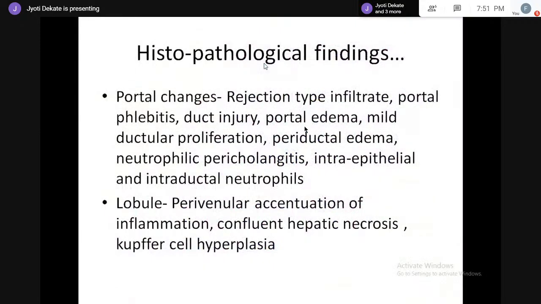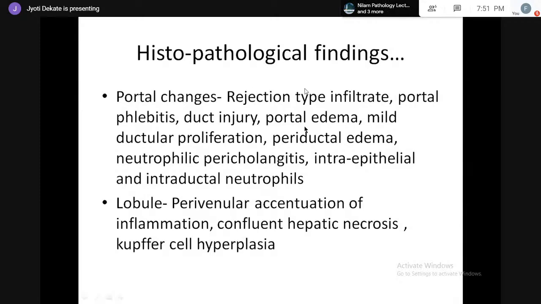So summarizing the findings in this case, in the portal areas we have varied morphological findings. We have this typical rejection type of infiltrate with evidence of portal venulitis and bile duct injury in some of the portal areas, while in other portal areas, apart from these changes, we do see portal edema, periductal edema. There is presence of neutrophils within the epithelium of the duct and within the lumen of the bile duct structures. And in the lobule, we have evidence of perivenular accentuation of the inflammation, lots of foci of lobular hepatitis, confluent hepatocytic necrosis, and Kupffer cell hyperplasia.